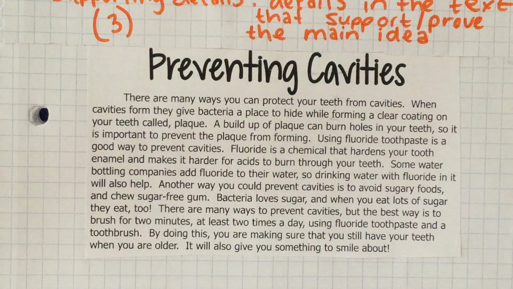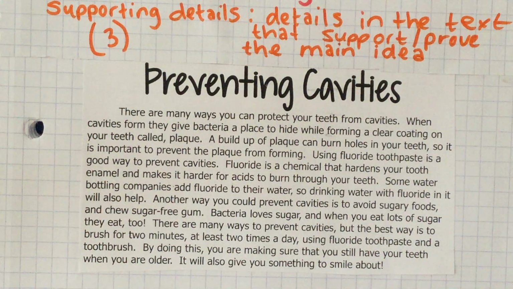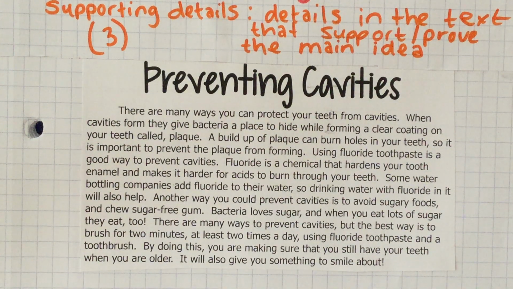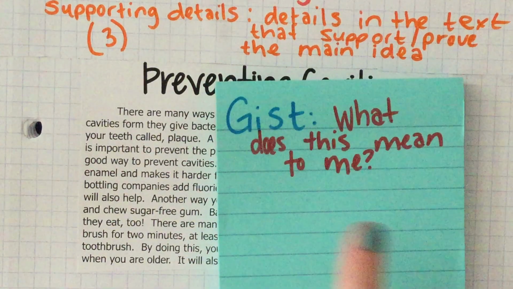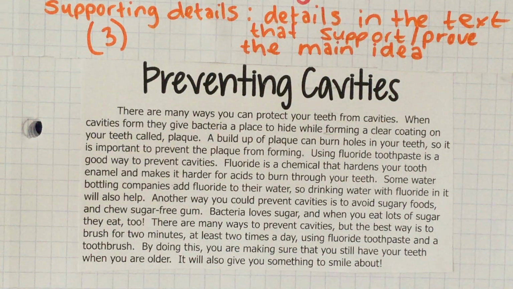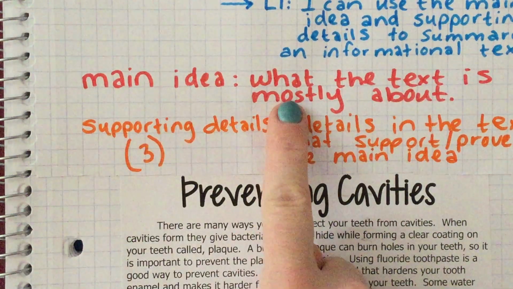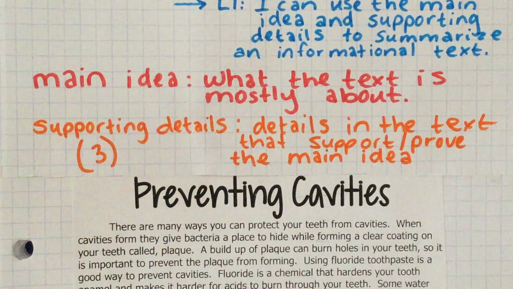All right, welcome back. So we have done 2 reads. One, I read it for you. And the second read, you read it by yourself, working to find the gist. What does this text mean to you? So you have a much better idea of what this text is mostly about, which is going to help us find the main idea and, of course, the supporting details.